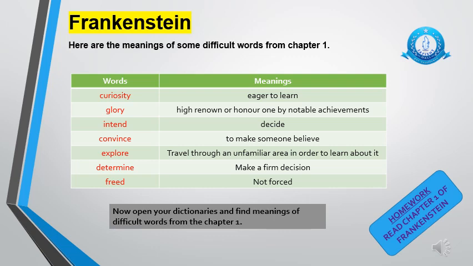If you find any other word difficult, what you have to do is open your dictionaries and find the meaning of that difficult word, and you can write it in your book. And these meanings also should be written in your book. And the homework I have already given you is that you have to read chapter number 1 of Frankenstein.